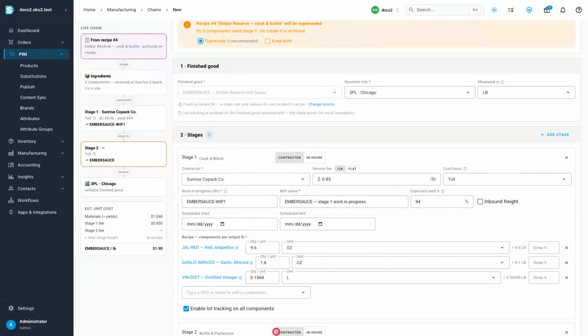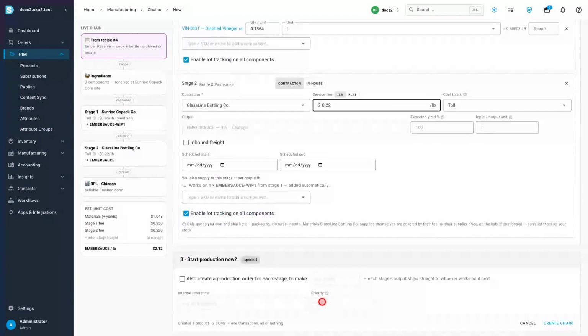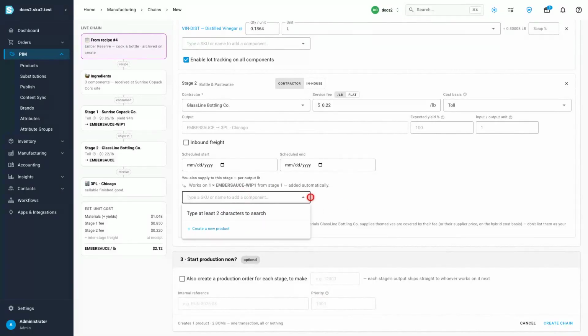Stage 2 is the bottler who fills and pasteurizes. 22 cents a pound. Each stage carries its own vendor and its own rate. A toller quotes for the work they do, not for the product overall. A later stage works on what the stage before it made. It can also use goods you supply straight to that vendor.